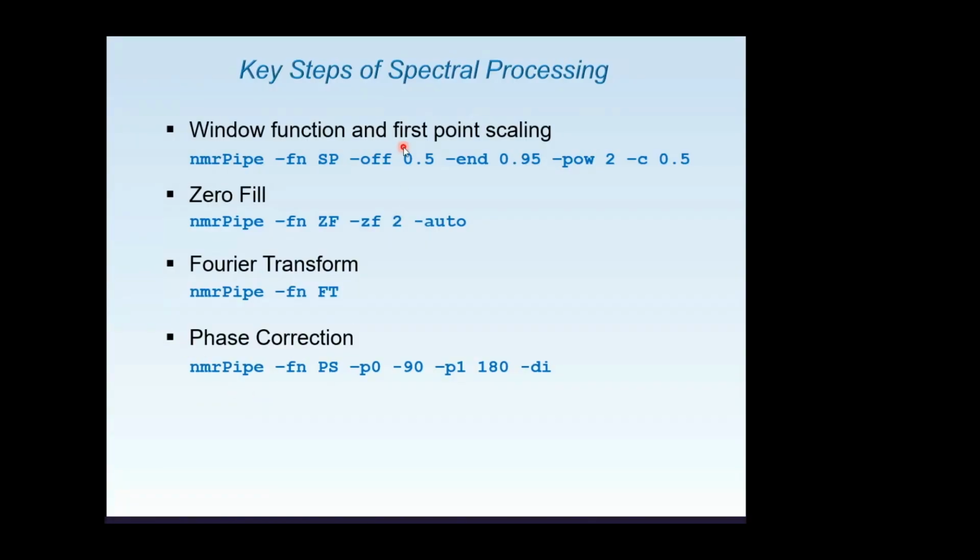Now, as we mentioned, key steps of spectral processing: window function, zero fill, Fourier transform, phase correction. Here's what they look like in NMRPipe. We have the name of the function that we'd like to apply, in this case, a window function or a zero fill or a Fourier transform. And then also on the command line, we have whatever parameters are associated with that particular processing function. So for example, for phase correction, we have a zero order phase correction value and a first order phase correction value.